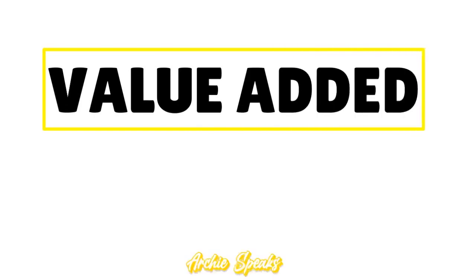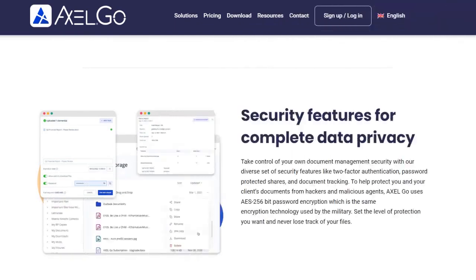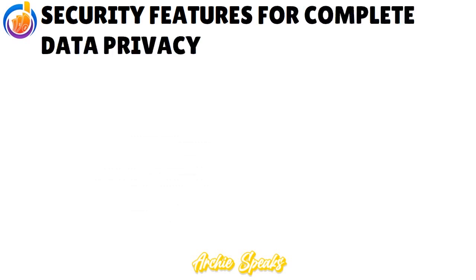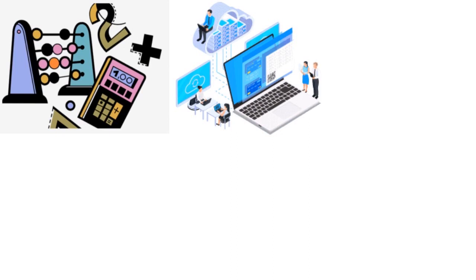Let's talk about the value added here. So when you think about Excel Go, what are the things you need to really pay attention to? What we actually love within Excel Go, we love the constellation of security features and file sharing functionalities that are embedded within the tool. When we talk about security features, you're talking about ultimately having complete data privacy, right? So you're able to take control of your own document management security.